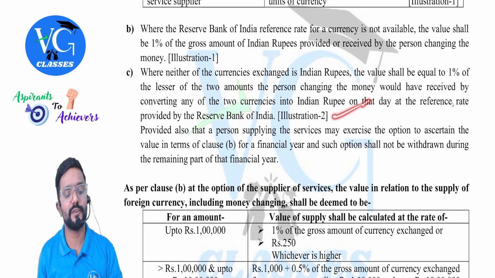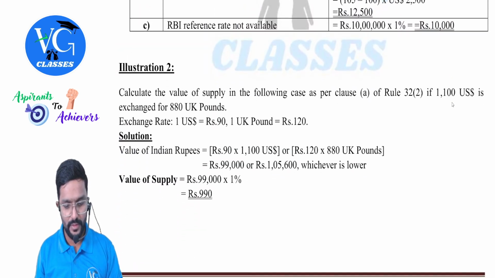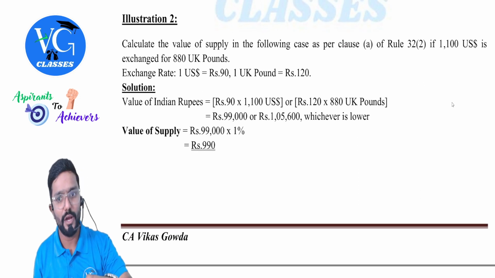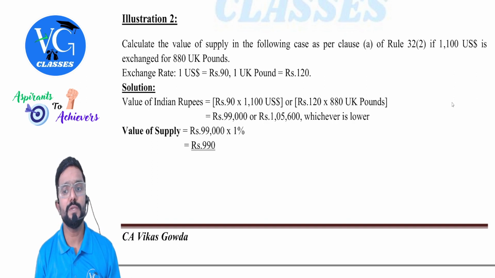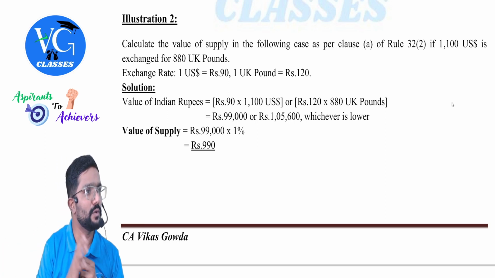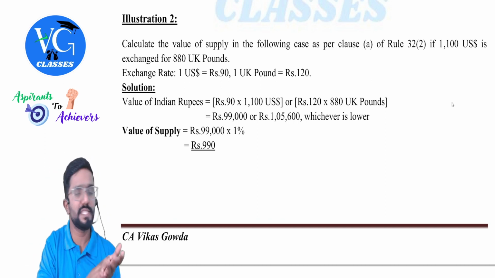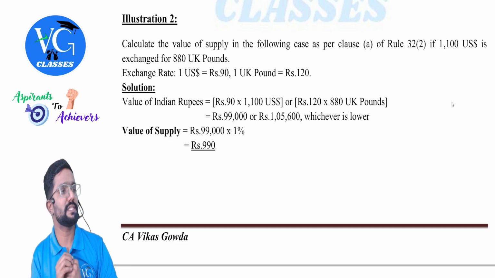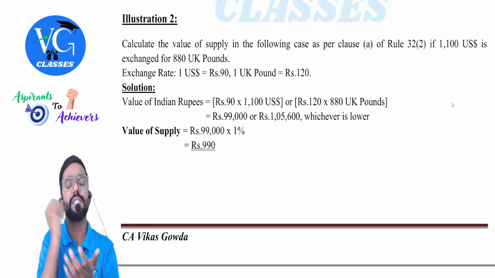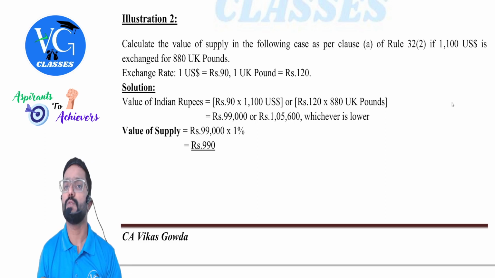Okay. I have an illustration for this. Illustration number 2. Pay attention. Calculate the value of supply in the following case as per clause A of rule 32 sub rule 2. If 1100 US dollar is exchanged for 880 UK pounds, both are not Indian rupees. One foreign currency is exchanged for another foreign currency. Check what is the exchange rate, if this was converted into Indian rupees. 1 US dollar is equal to 90 rupees. 1 UK pound is equal to rupees 120.